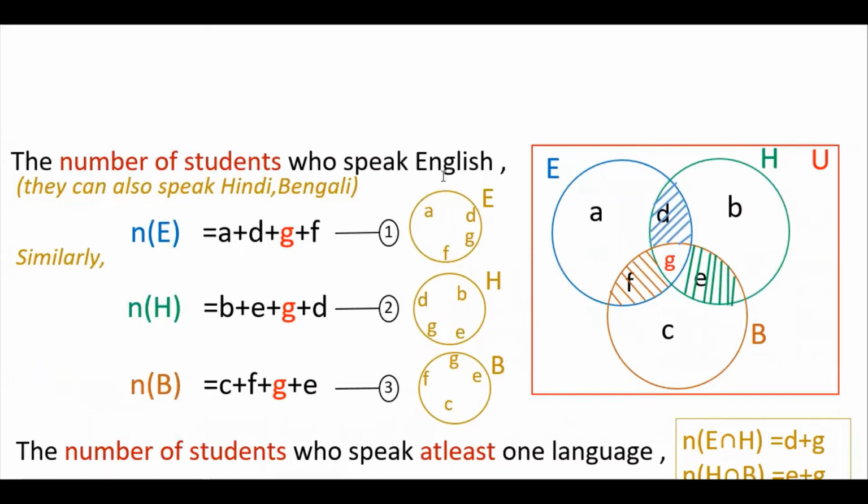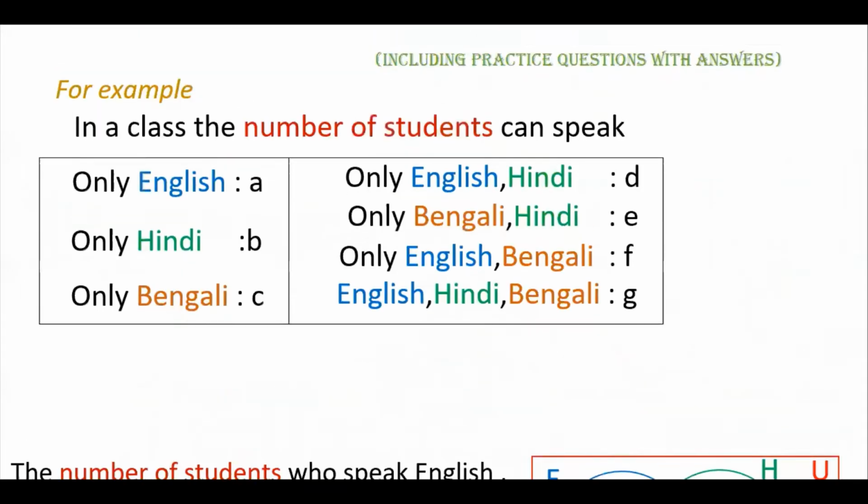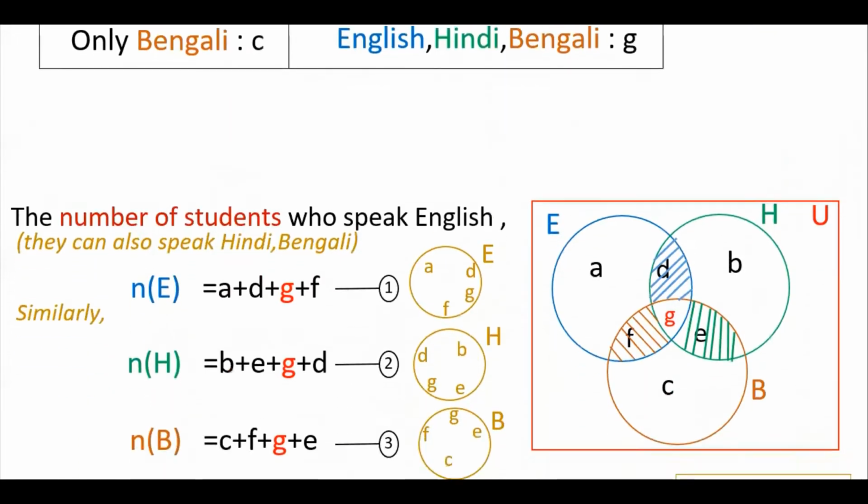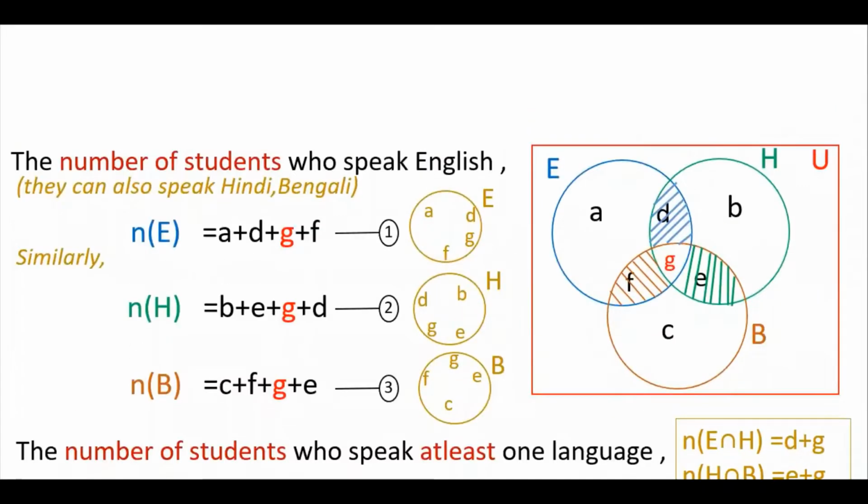the number of students who speak English, that means this is the number of students who speak English, can also speak Hindi and Bengali. So N of E is equal to A plus D plus G plus F. See the difference here. The number of students who speak only English is A, but the number of students who speak English can also speak Hindi and Bengali. Only English is A, but the number of students who speak English is A plus D plus G plus F.